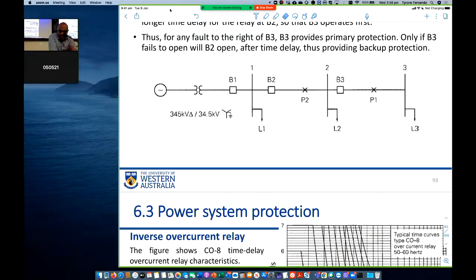So let's say this is the source, some transformer. These are circuit breakers here. There is a breaker here, and a breaker here. Three circuit breakers, right? Say that we have a fault here. The fault is there at P2, right?